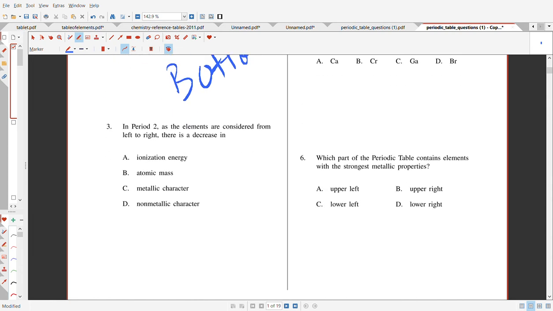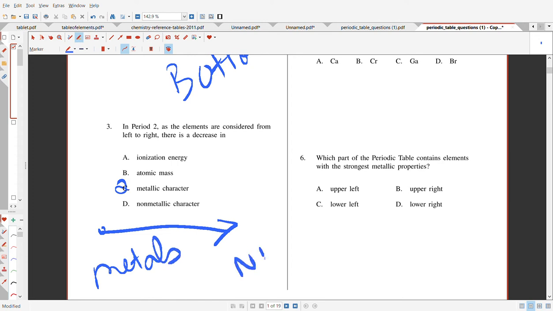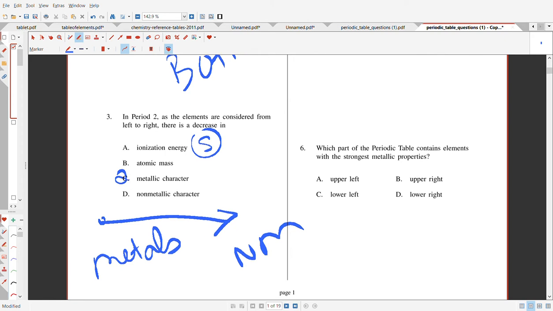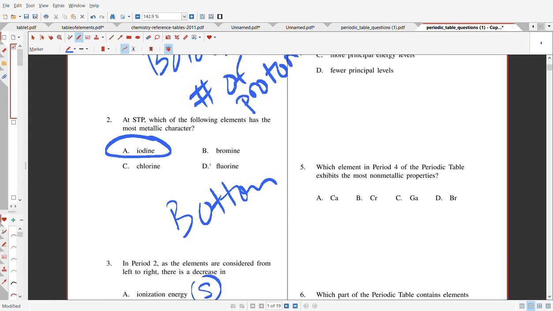Now in period 2, as you go left to right, what is there a decrease in? Well, I'm just going to pick metallic character because you're going from metals to non-metals, so metallic character will go down. Now you could look up ionization energy on table S and you'll see it gets higher as you go across, but we're going to move on here.